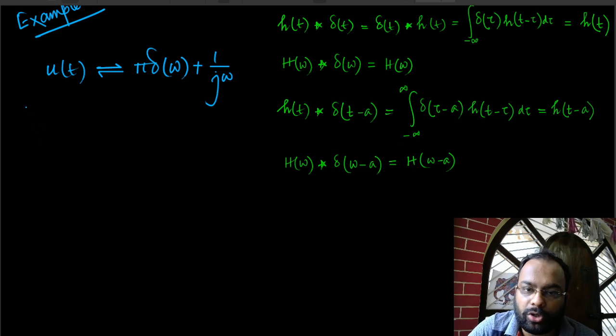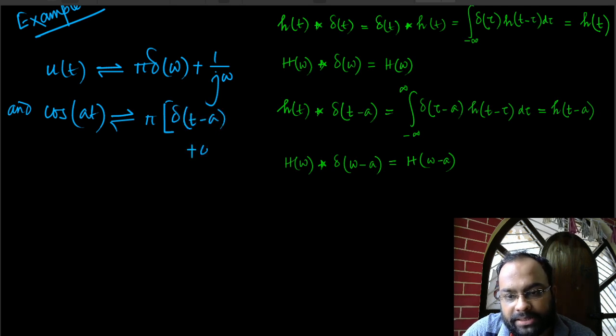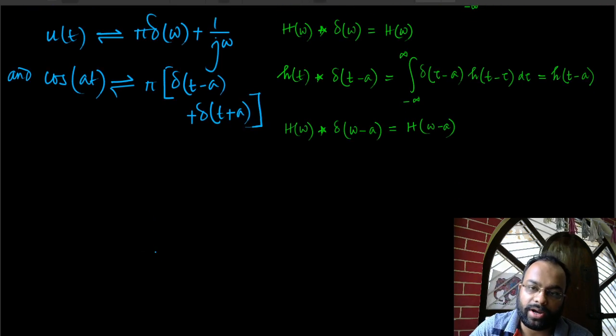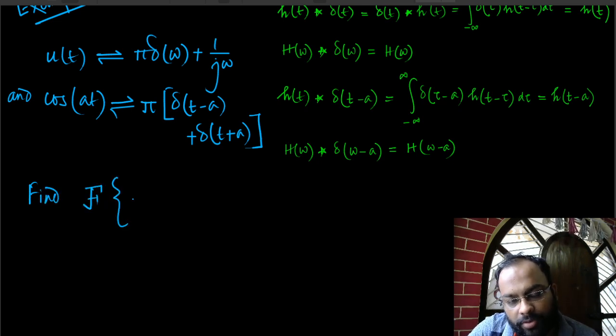And we also know that the Fourier transform of cos at was pi times delta omega minus a plus delta omega plus a, right? This is the Fourier transform of cos at. My question is, find the Fourier transform of cos at ut.